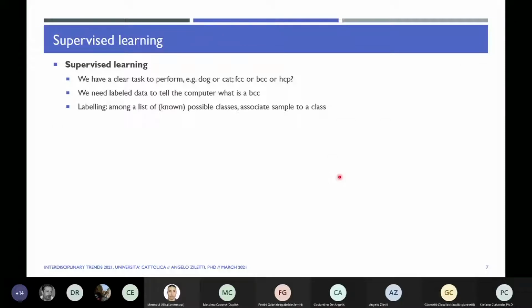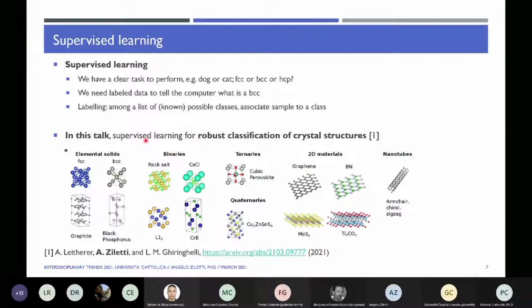So you have a clear task to perform. You want to define, is that a dog or a cat? Or in physics, maybe you have FCC, BCC, or HCP, where you get a structure in, and you want to decide what is the crystal class. And to do so, you need to have labeled data. So you need to tell a computer which is which. And then at the end, you just have a classification task. So you say, among the classes that are available, which one is the right one. And in this talk, I will present the work we did, that's actually from yesterday on the arXiv. We use supervised learning for crystal cluster classification.